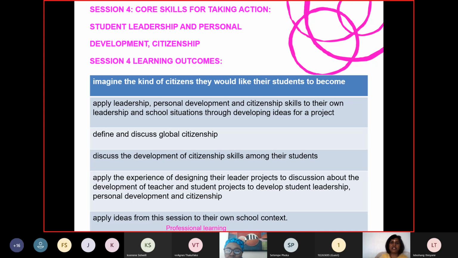So those were skills for interacting. Over to core skills for taking action. The operative word here is action. These two core skills, student leadership and personal development, and citizenship, combined together are called core skills for taking action. Now, can I ask, who shall I get?